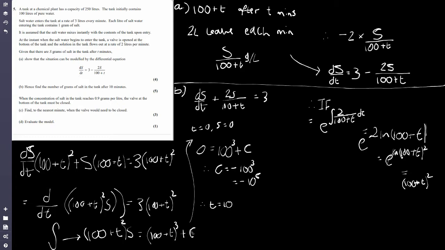So I've got now s equals, so if I just do this down here, so s equals 100 plus t all cubed minus 10 to the 6 divided by this 100 plus t squared. So all I'm doing is rearranging this integrated function in terms of s. So s equals 100 plus t all cubed, like so, minus 10 to the 6, all over 100 plus t squared.